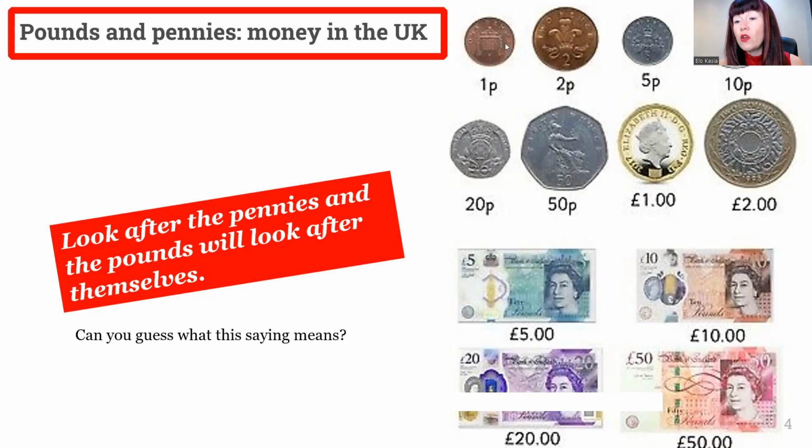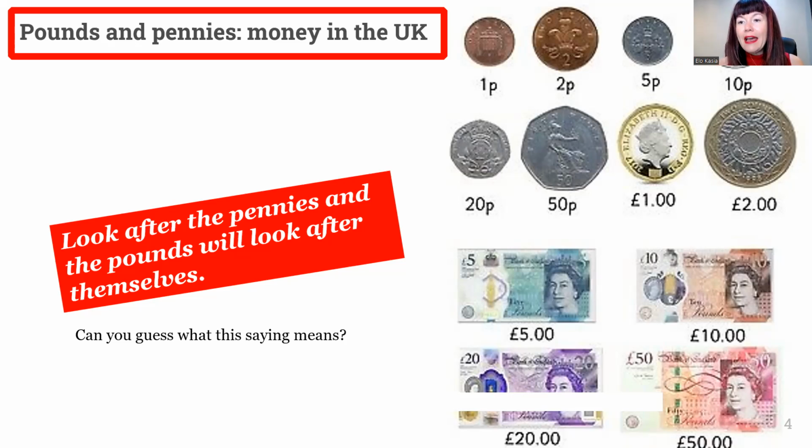Yeah, so you can call it 1p or 1 penny or 1 pence. So three names. Okay, and then we have 2p or 2 pennies, 2 pence, 5p, 10p, 20p, 50p, 1 pound. Yes, now we're moving to pounds. 1 pound and 2 pounds, or you can say 2 pound coin.